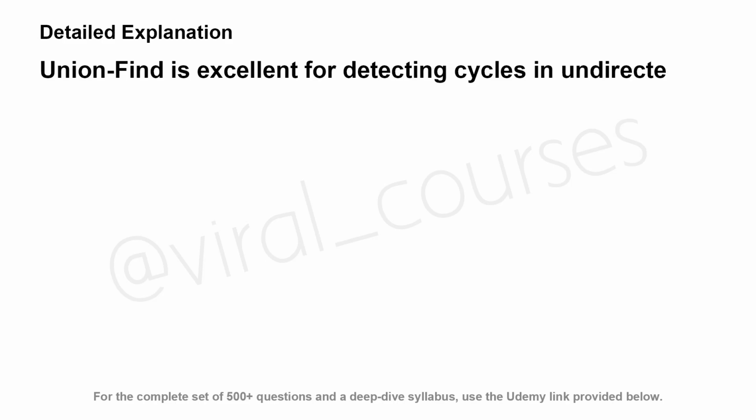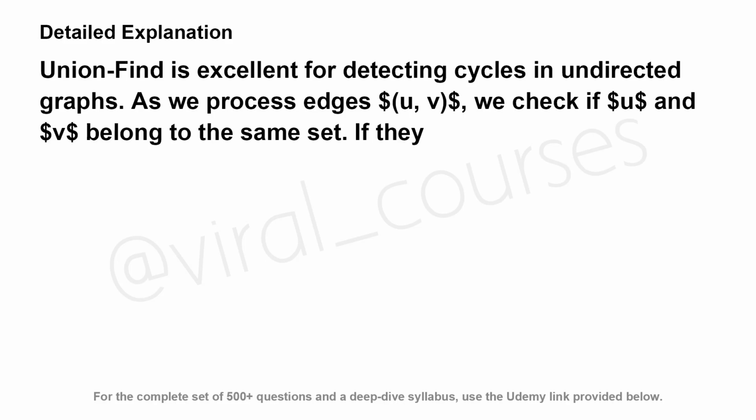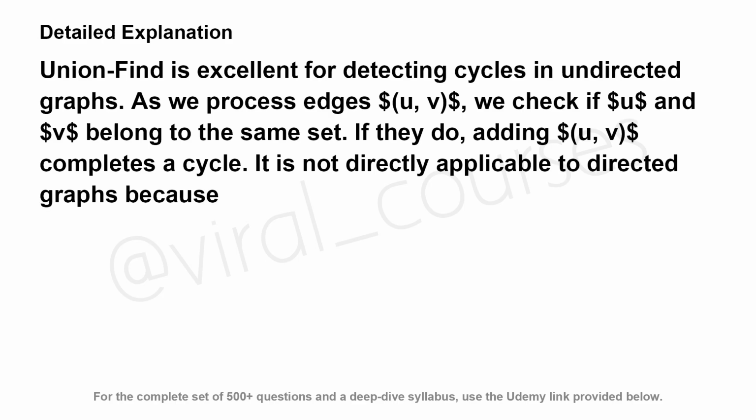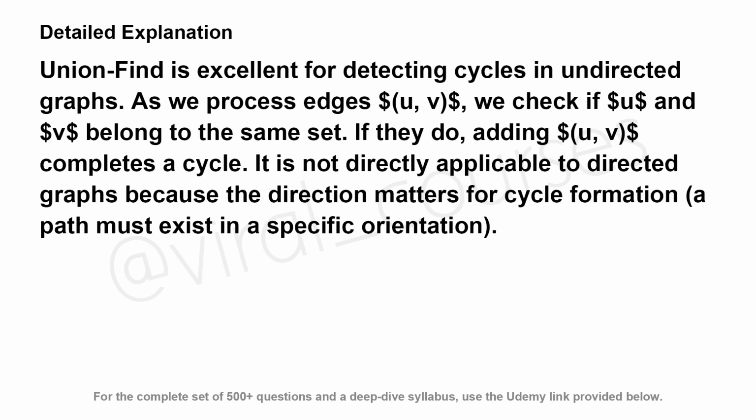Union find is excellent for detecting cycles in undirected graphs. As we process edges $(U, V)$, we check if $U$ and $V$ belong to the same set. If they do, adding $(U, V)$ completes a cycle. It is not directly applicable to directed graphs because the direction matters for cycle formation. A path must exist in a specific orientation.